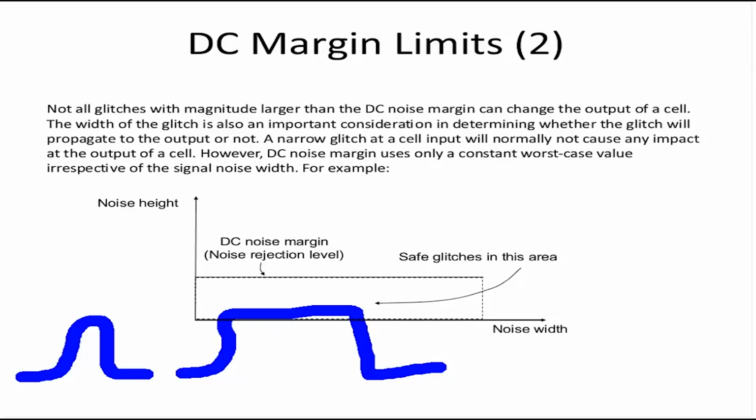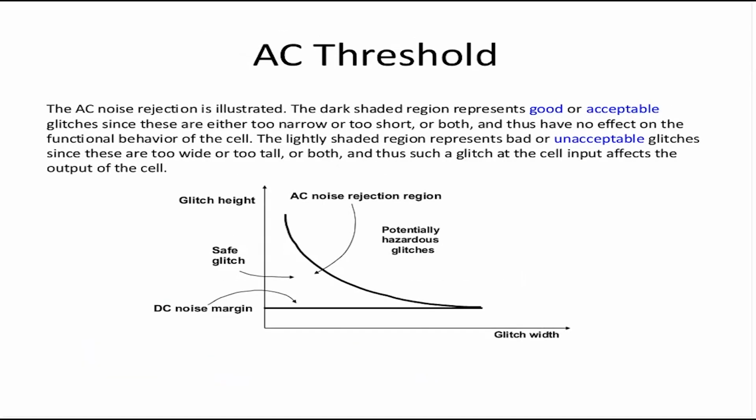A narrow glitch at the cell input will normally not cause any impact. However, DC noise margin uses only a constant worst case value, so it does not take into account the width of the noise. Earlier noise analysis algorithms, let's say three to four years back, used only the height of the noise bump to propagate the glitch. But nowadays PrimeTime also uses AC analysis and takes into account the width of the glitch. So this is what AC threshold is all about.